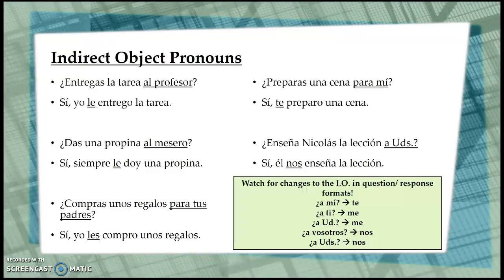¿Das una propina al mesero? Are you giving the waiter a tip? Sí, siempre le doy una propina. Instead of saying mesero over and over, I simplified it to le.